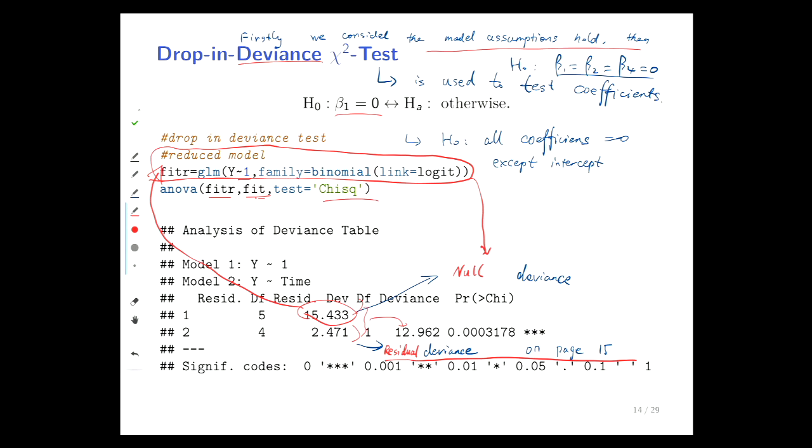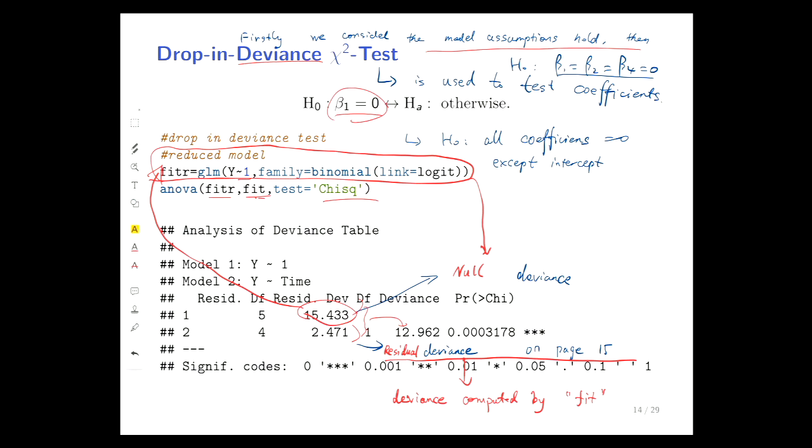So how can I annotate it? Maybe just say it is the deviance computed by fit. Fit is the output of the full model. By doing that, we can perform this dropping deviance test. So what's the dropping deviance test? The dropping deviance test basically tests whether or not one or several coefficients are equal to 0. So that's the dropping deviance test.